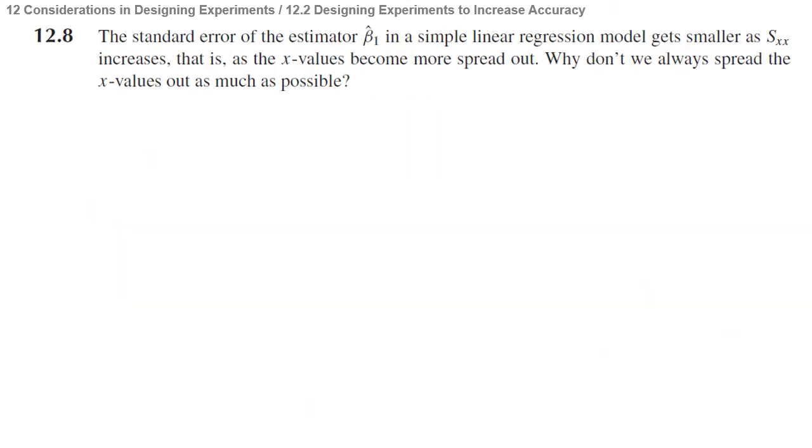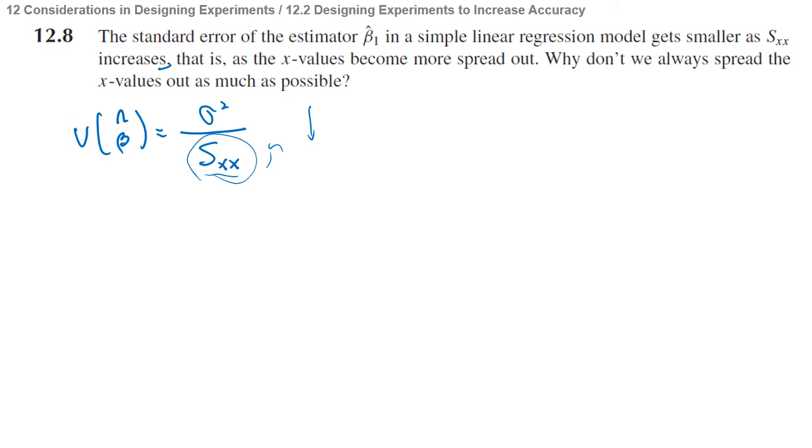Let's move on to exercise problem 12.8. The standard error of the estimator beta 1 hat in a simple linear regression model gets smaller as Sxx increases. This is because the variance of beta 1 hat is equal to sigma squared over Sxx. So as Sxx increases, the variance gets smaller.